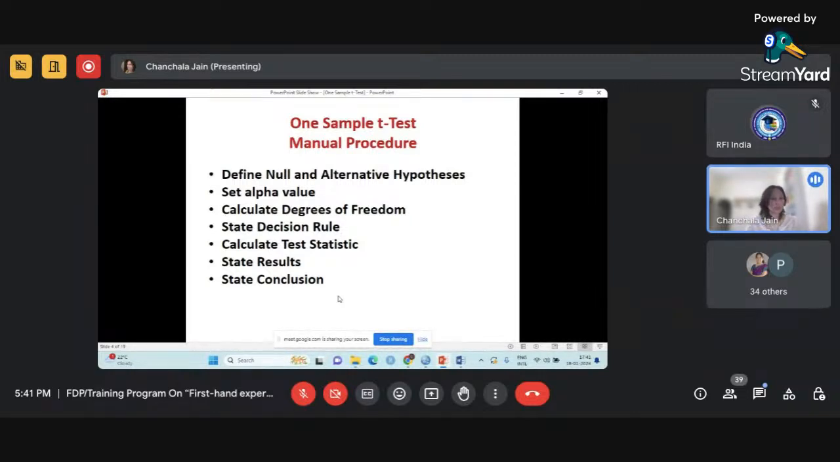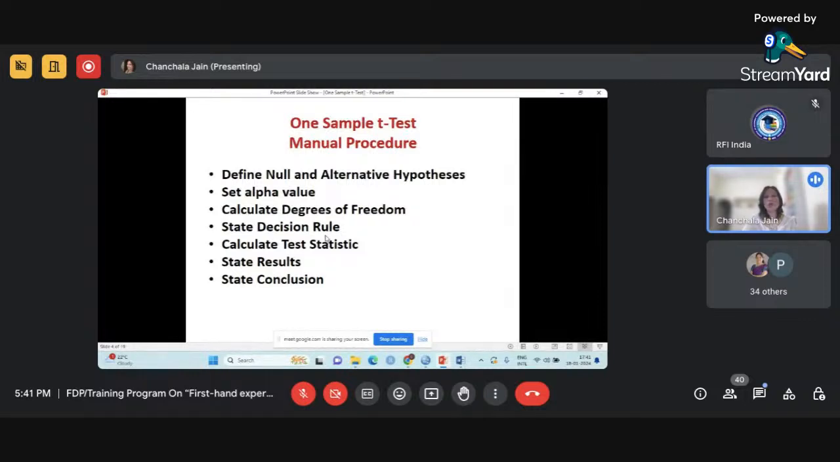Then talking about calculating degrees of freedom. After that, manually we need to calculate the degrees of freedom, but using software we do not need to bother about this. Software will give us the value of degrees of freedom. Then we need to state the decision rule. This is the imperative part here. When we're talking about the decision rules, this should be known to us beforehand, that what would be the rule which we are applying on the output, right?